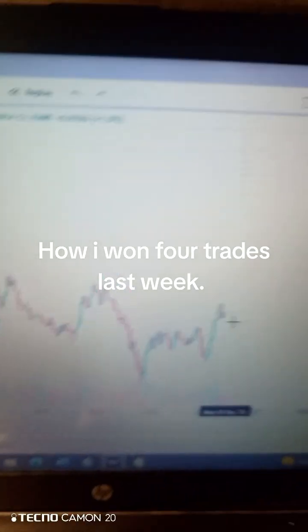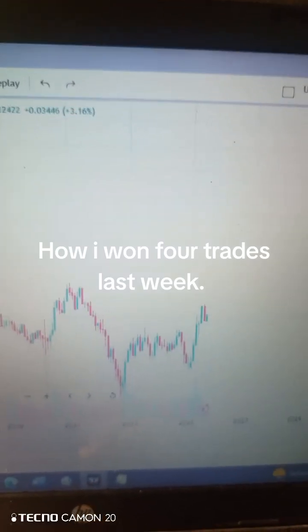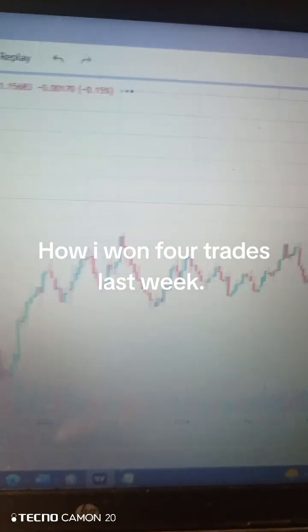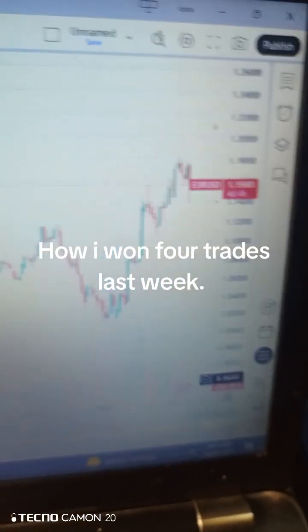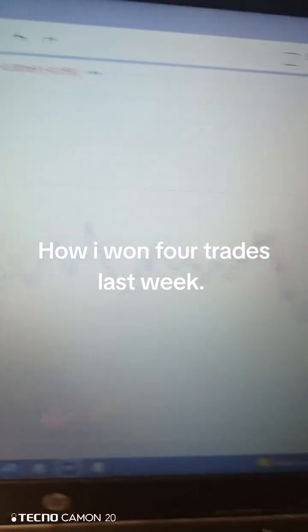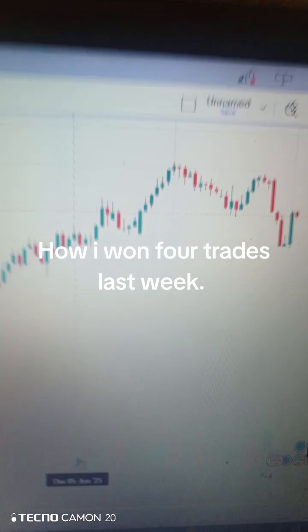But then let me show you what I did in this trade. I think I can see that in my weekly time frame. Let me show you something I did in this particular trade. I don't think it's there in the weekly time frame. I think it's in the daily time frame this happened. So this is what happened.